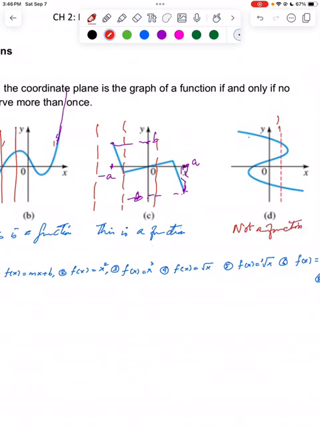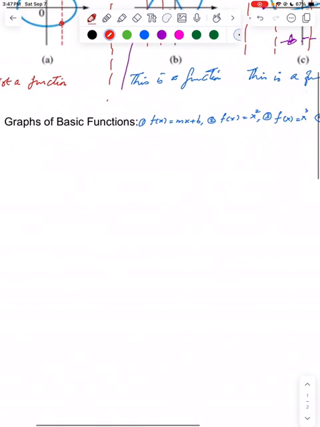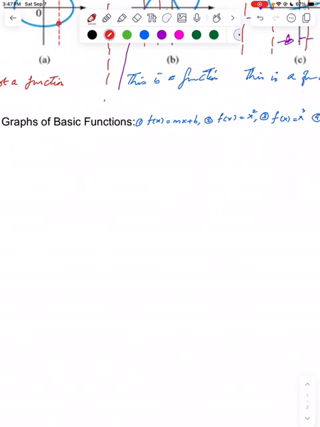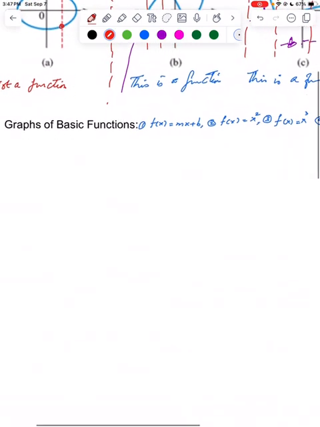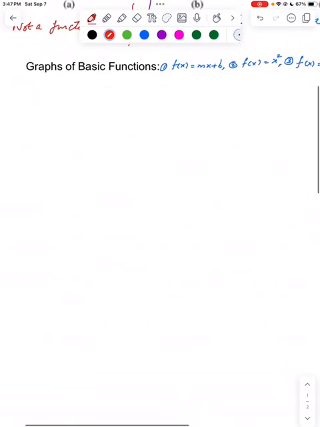Okay, so this is how we check whether a given curve is a function or not. Now what we are going to do is review the graphs of basic functions. You must have seen these in the algebra course that you took. I am going to show you here how to draw these basic functions using only 3 points.